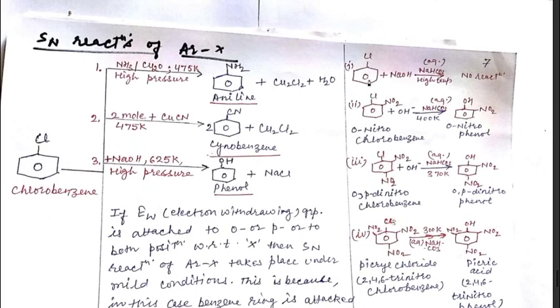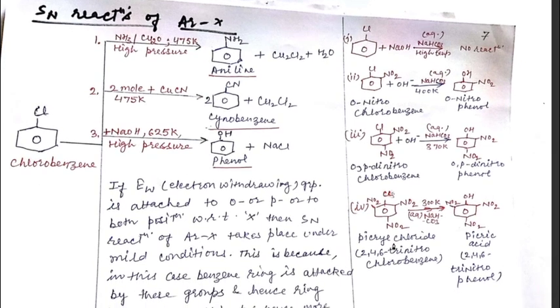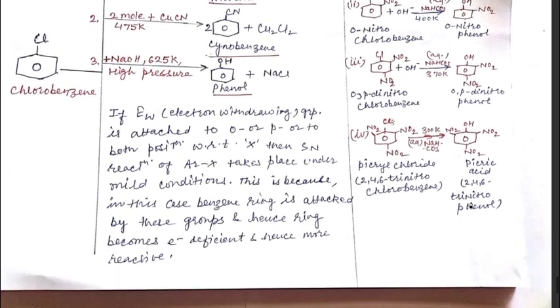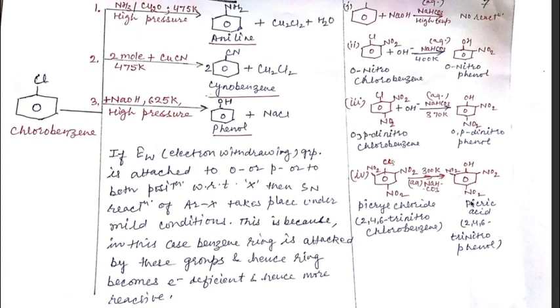When no electron withdrawing group is present with halogen in aryl halide, reaction will not take place. With 1 nitro group, high temperature is required. With 2 nitro groups, a little bit less temperature is required. But if 3 nitro groups are present, then very easily reaction can take place and Cl group gets substituted by OH group very easily. Okay, so this is all about aryl halides.